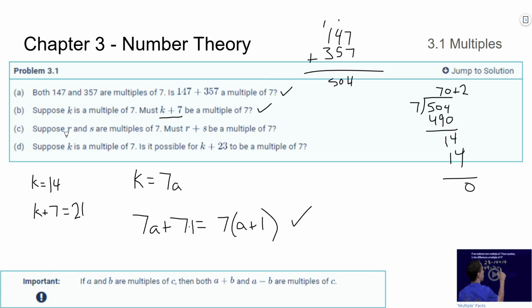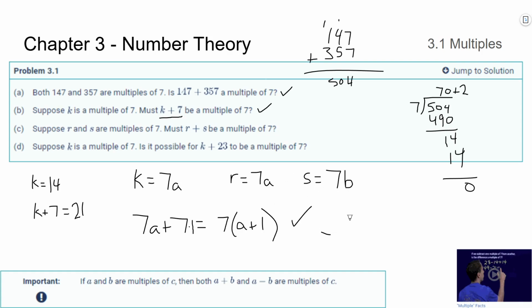All right, now C. Suppose R and S are multiples of 7. Must R plus S be a multiple of 7? Now we're kind of getting the idea at this point, and we could probably just assume that this will also be the case, but let's go ahead and check it. So R, just like k, is a multiple of 7, so it must be 7 times something. Let's just say a. And S is also going to be 7 times something. We'll say 7b, because it could be a different integer, right?